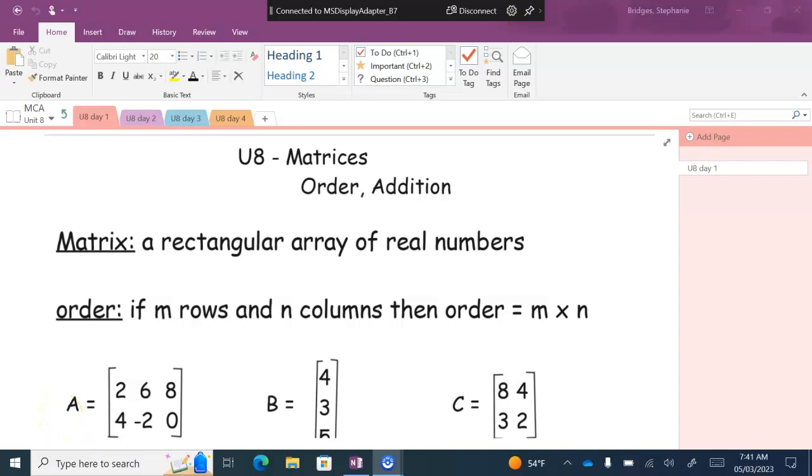All right, so again, we're talking about the order of matrices, how to find an element in a matrix, and then how to add and subtract. That's what we're doing today. So a matrix is just a rectangular array of real numbers.